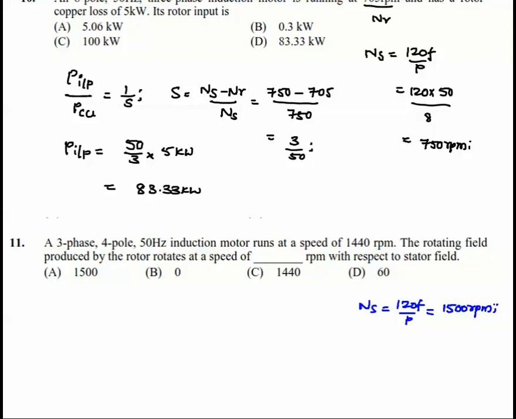Okay, both the fields rotate at synchronous speeds. So this rotating field rotates at synchronous speed of 1500 rpm, and with respect to it, the stator field also rotates at a speed of 1500 rpm. So when we compare these two, they are rotating with respect to each other with a speed of 0 rpm. Why? Because both the fields rotate at synchronous speed only, so they are at 1500 rpm only. With respect to each other means it is going to be 0. Next question.